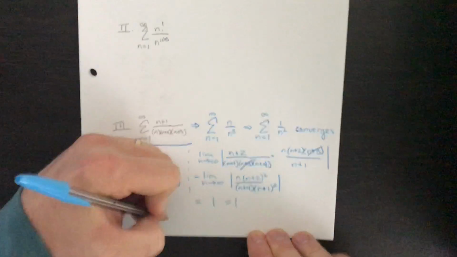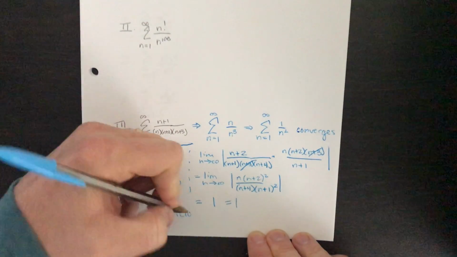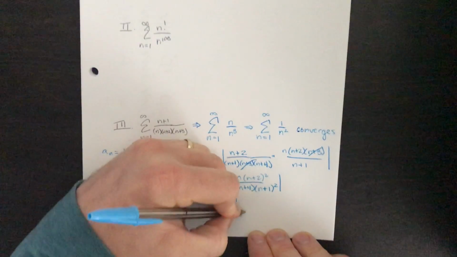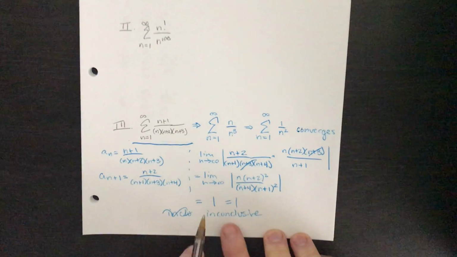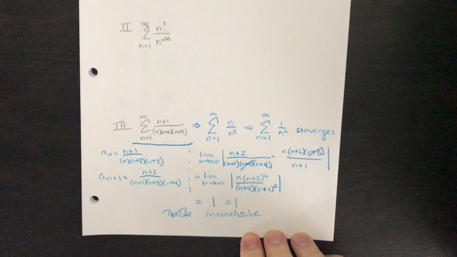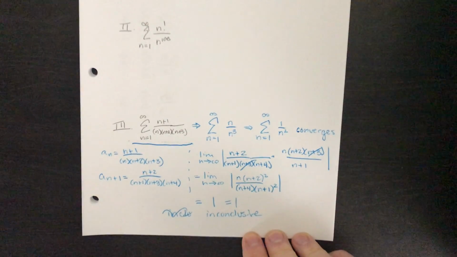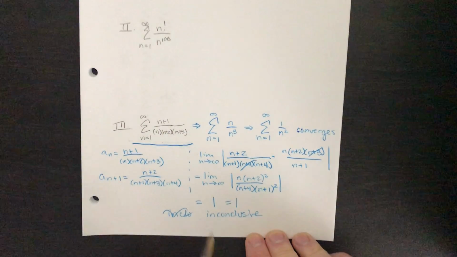Unfortunately, that's the one inconclusive case. Wow, I spelled inconclusive really wrong there. Inconclusive case for the ratio test. So I'm starting with the bad example, which is not what we want to use the ratio test on. We want to use it on factorials and exponentials mostly.